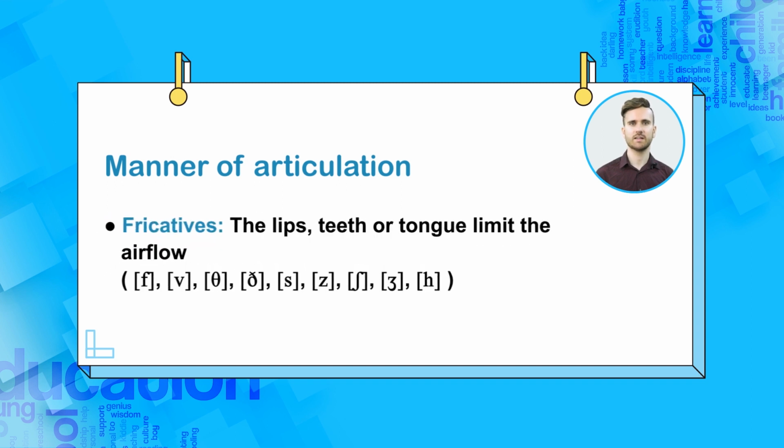2. Fricatives. To make these, the lips, teeth, or tongue limit the airflow. This means that the air must be squeezed out through the small space between them, which causes friction, hence the name fricative. Therefore, the airflow never stops. This is very different from plosives, which do have a complete stop of air and then a sudden restart. The English fricatives are f, v, th, th, s, z, sh, zh, and h.